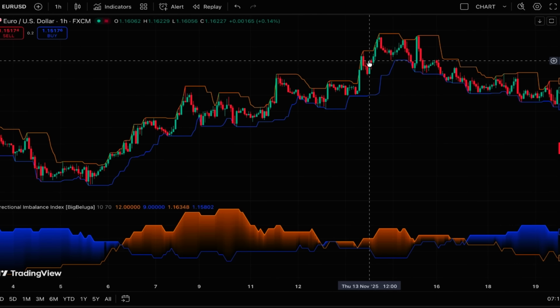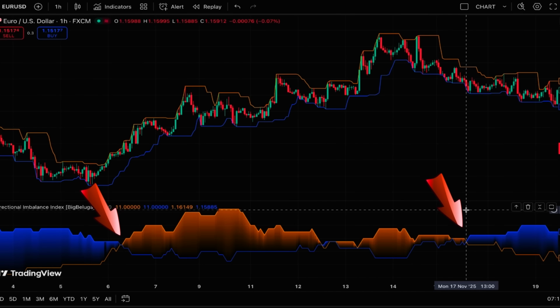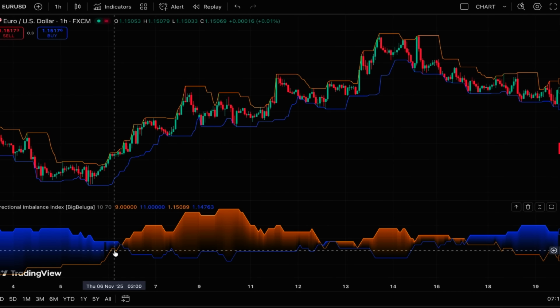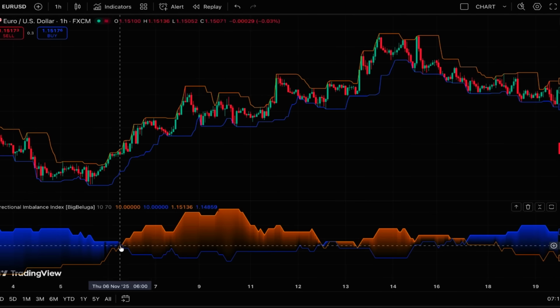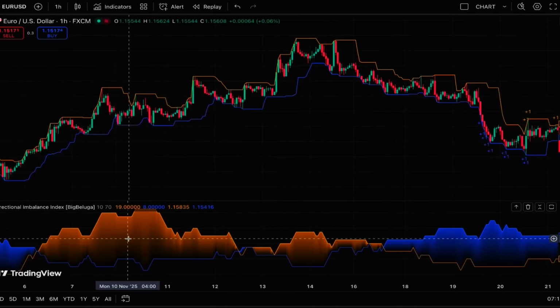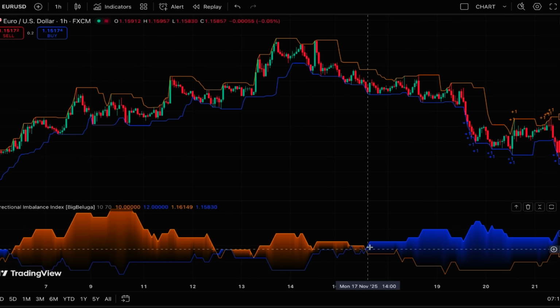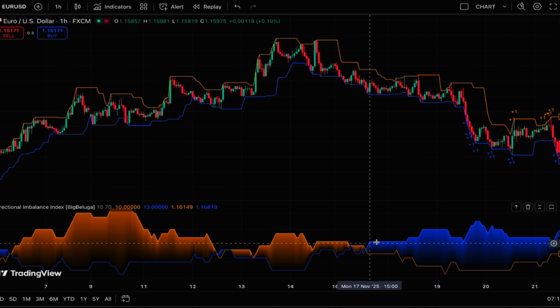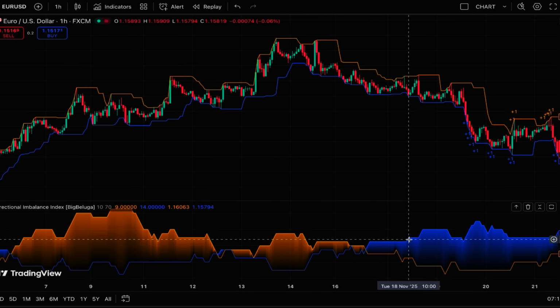So basically, based on what we see in this indicator, we can say that the crossovers of these 2 lines can be the starting point of a new trend, because for example, from the point that the orange line goes above the blue line, this shows that we have greater bullish pressure in the market, and this can be the starting point of an uptrend. Or on the other hand, when the blue line goes above the orange line, this can be the starting point of a downtrend.